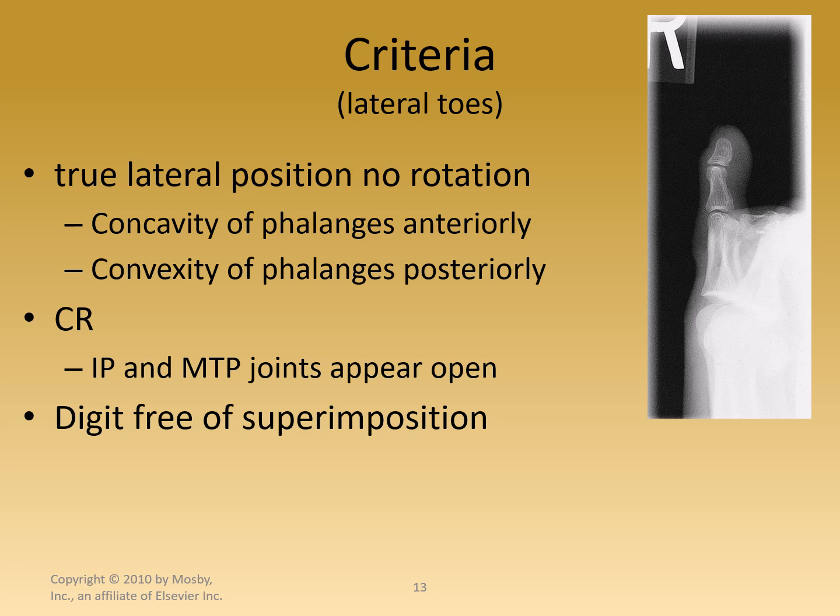Okay, so the criteria on a lateral toe is the exact same criteria that we use for a lateral finger. So we talked about concavity on the plantar surface of the phalanx, more concave on the plantar surface, and more convex on the dorsal surface of these toes. That would indicate a true lateral with no rotation. Central ray, once again, is perpendicular.